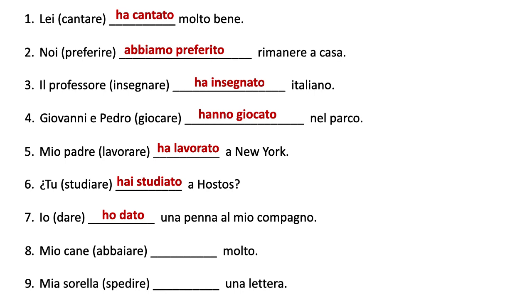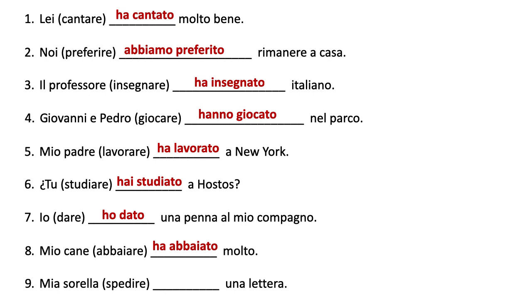Mio cane abbaiare molto. Abbaiare means to bark, right? My dog. What form do we use here of the verb? Lui, right? So, and then abbaiare. It's a weird verb, I know, but it's an are verb. So you get rid of that a, that r, that e, you add ato. Mio cane ha abbaiato molto. My dog barked a lot.